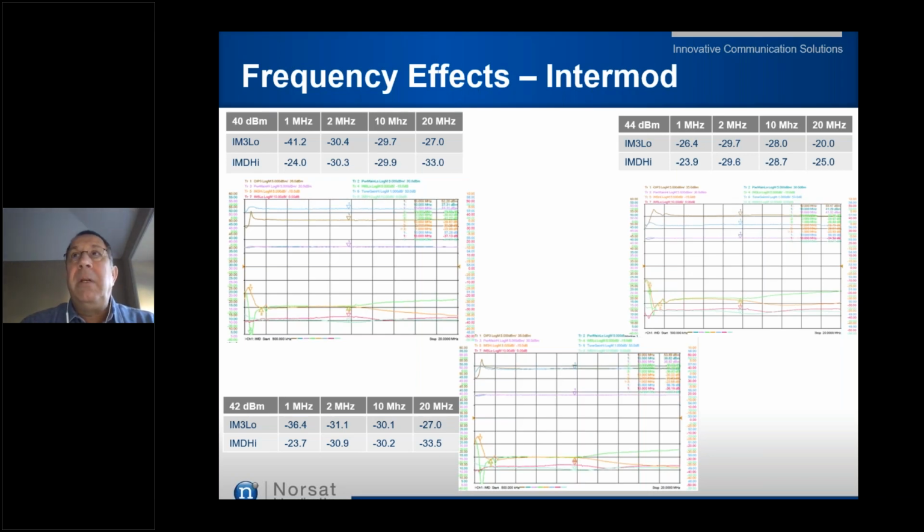What it means is this amplifier is probably best for use in the 2 to 10 megahertz, or 2 to 10 megasymbol range. Above that, we would probably have to do something a little bit different in terms of biasing to make that work better.